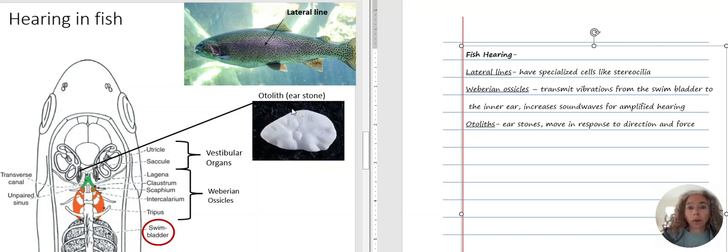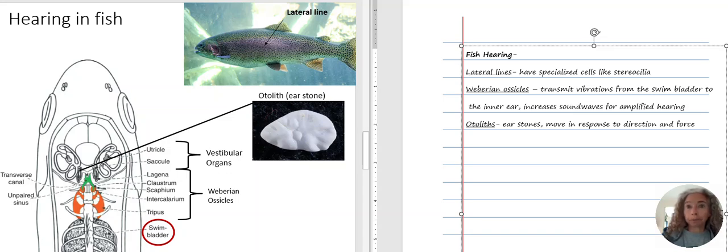Teleost fish also have this structure called an otolith, or an ear stone. And this is a dense bone that's going to move in response to direction and force. Those otoliths are going to rub up against a sensory membrane, which will provide information of speed and direction to the fish's brain.